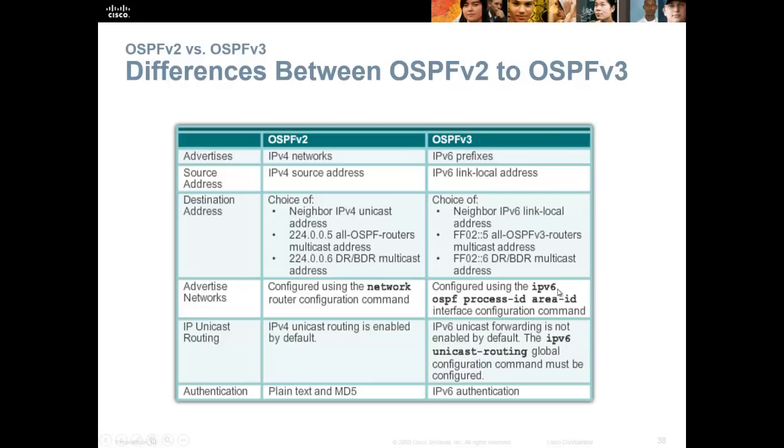Now remember, you have to turn it on. IPv4 routing is enabled by default, but IPv6 is not. So when you do IPv6, the very first thing you have to do is ipv6 unicast-routing to turn it on. Now OSPF version 2 has very weak authentication, where IPv6 obviously has much stronger authentication.